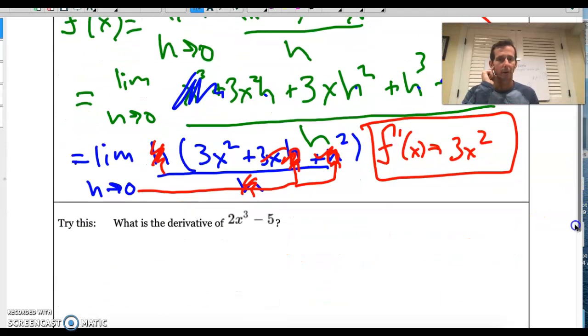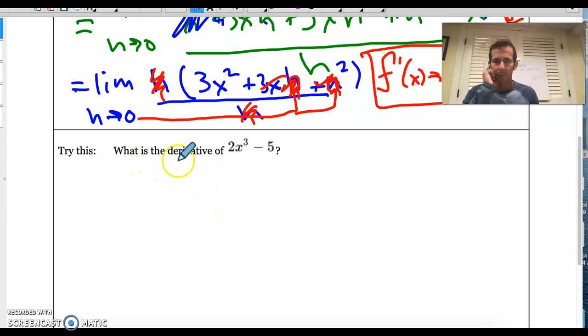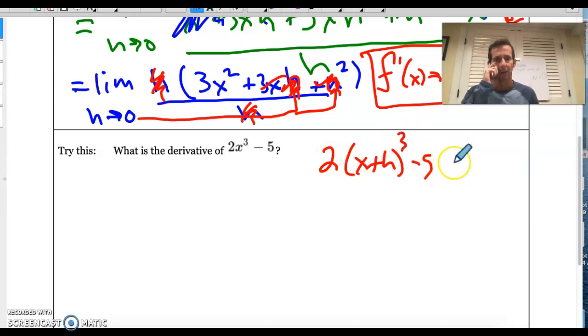So your job is to pause this and determine the derivative of this. This 2 is not part of the x cubed, so when you do your difference quotient, it's going to be 2 times x plus h cubed minus 5, and then minus 2x cubed. So it's a little tricky. You've got to expand this, and then once you've expanded it, distribute the 2 to each of those terms that I have up above. All right, give it a go.